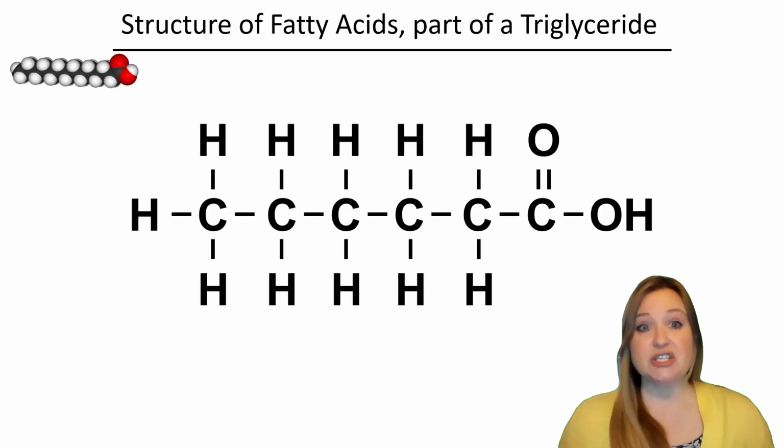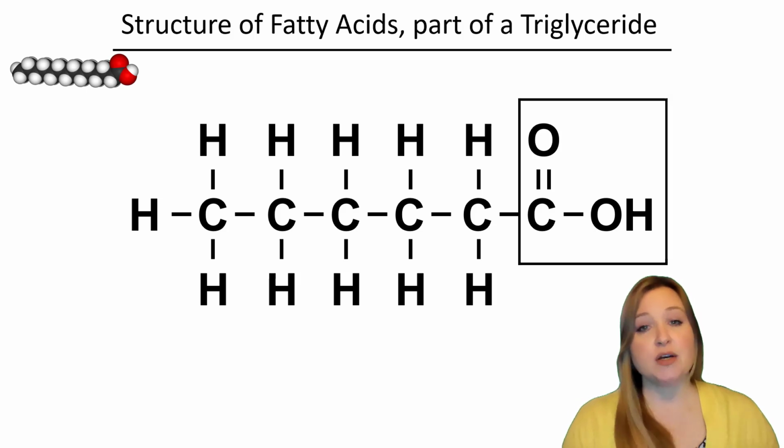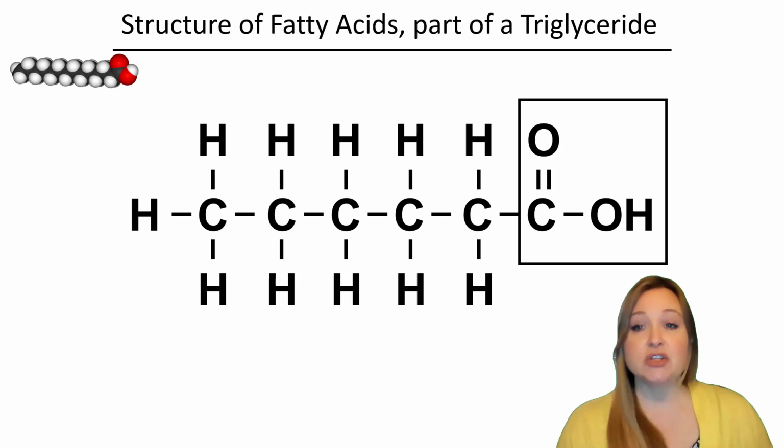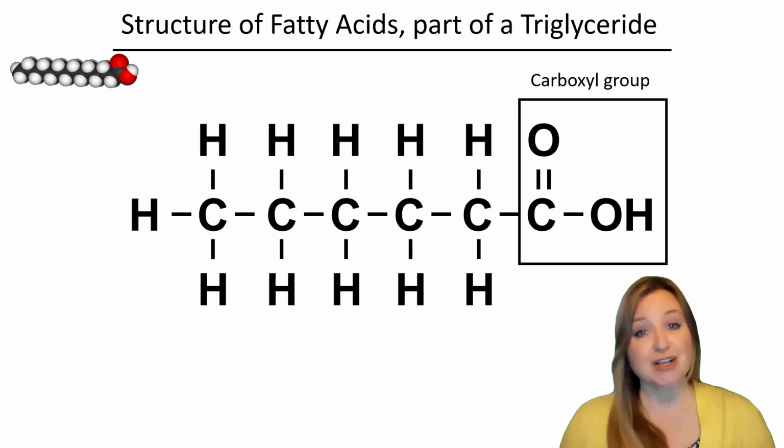Okay, this is a line drawing of the structure of a fatty acid. And I've made it a little bit smaller so that we can actually fit it here on the screen. But within each fatty acid, there's the part that has the 2 oxygens, right? There's a carbon that's double bonded to an oxygen, and then that carbon shares a single bond with an oxygen, which bonds to hydrogen, right? That particular structure is known as a carboxyl group.